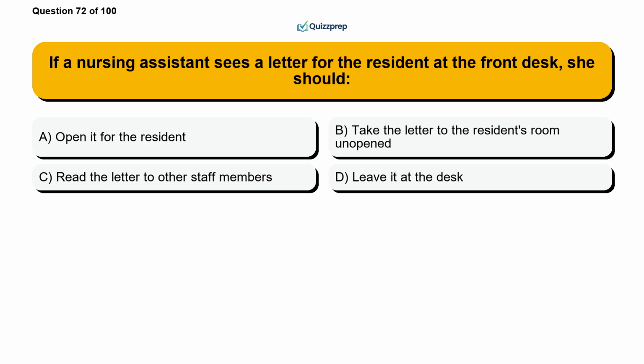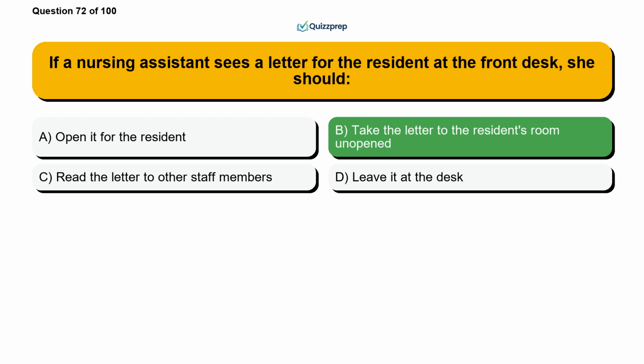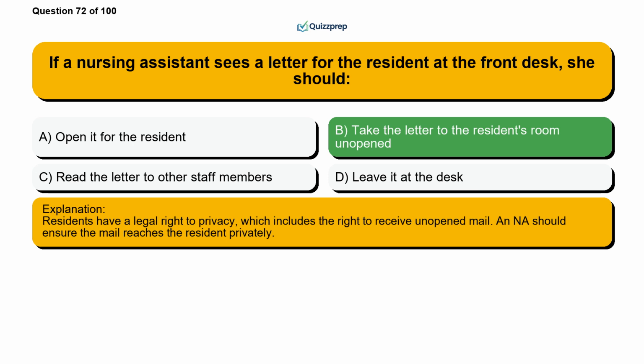Question 72. If a nursing assistant sees a letter for the resident at the front desk, she should: Option A, open it for the resident. Option B, take the letter to the resident's room unopened. Option C, read the letter to other staff members. Option D, leave it at the desk. The correct answer is option B, take the letter to the resident's room unopened. Residents have a legal right to privacy, which includes the right to receive unopened mail, and the NA should ensure the mail reaches the resident privately.